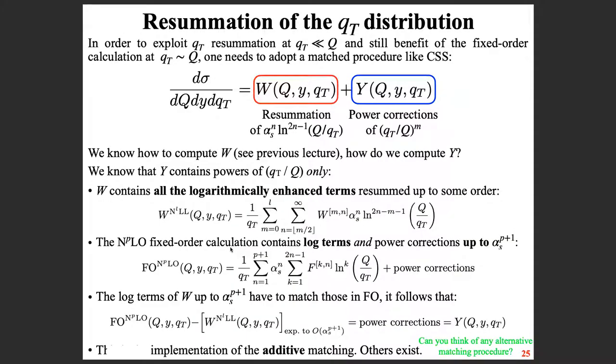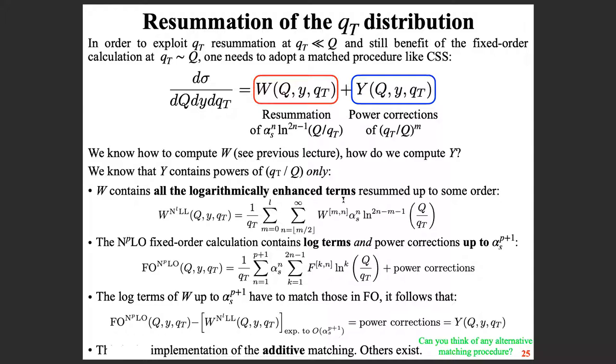Now let me tell you how resummation performs in the low QT region. But before doing that, let me recall that yesterday we introduced the so-called CSS procedure. In this formalism, the QT distribution is expressed in terms of a W term that essentially encodes the resummation. This term resums all the logarithmically enhanced terms. And then you have the Y term, which contains the power corrections like QT over Q to some power. We know how to compute W, we saw it yesterday, but I didn't tell you how to compute Y.